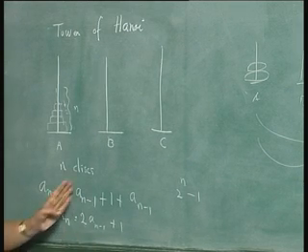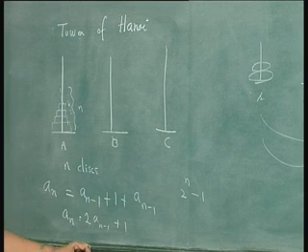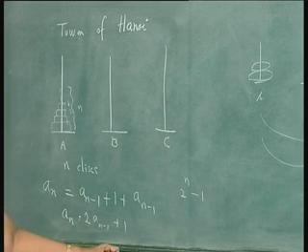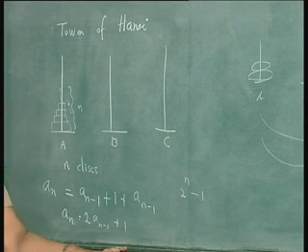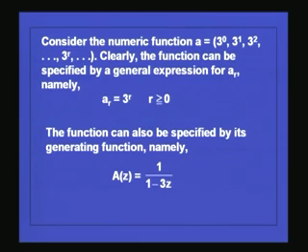So, once you obtain this relation, how do you solve it? There are 2 methods. One is an ordinary method, the other is by the use of generating functions. As an example, let us look at this. Consider the numeric function a equal to 3 power 0, 3 power 1, 3 power 2, 3 power r. Clearly, this function ar is given by 3 power r. The function can be specified by a general expression for ar, namely ar is equal to 3 power r, r greater than or equal to 0.